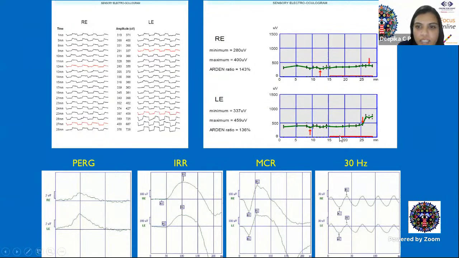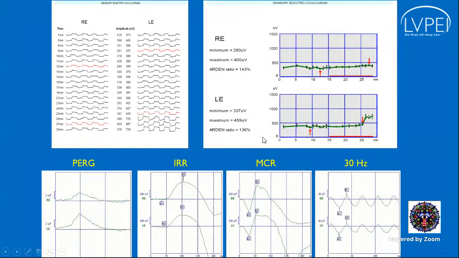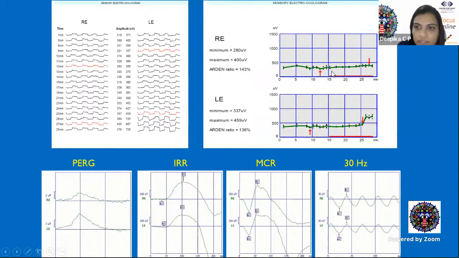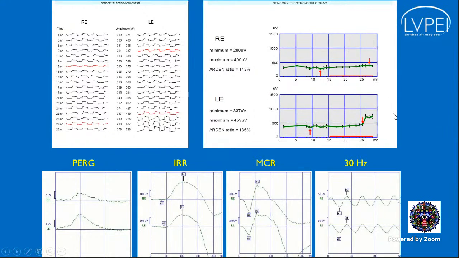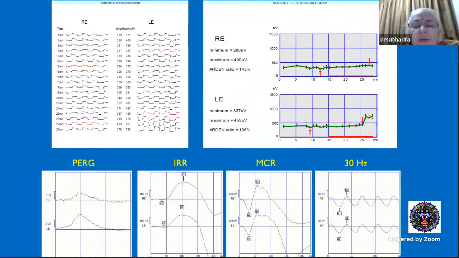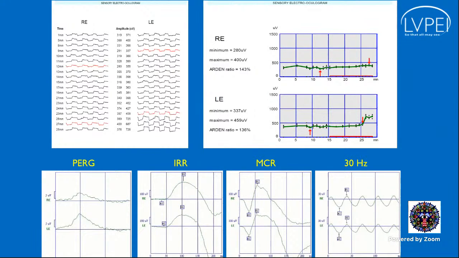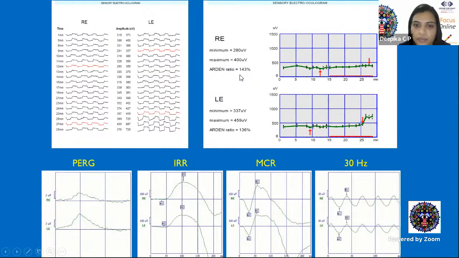Okay. So EOG, will you be able to point out some features over here in the EOG? Yes, ma'am. The Arden ratio is higher, ma'am. The dark trough and the light peak. Light peak by dark trough is increased, ma'am. What is normal? Normal is 1.65 to 1.8. Yes, you are right. In another way, it will be 180% or so.